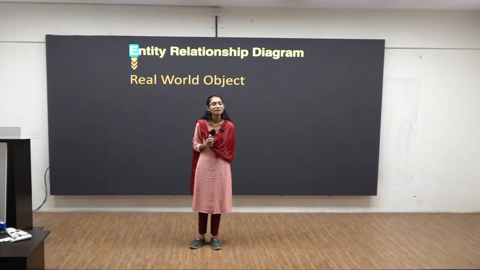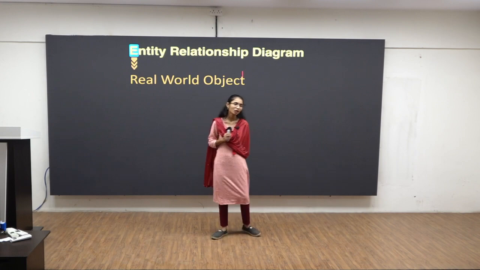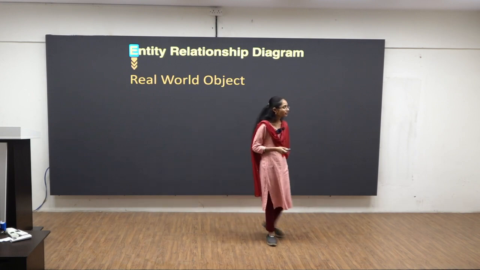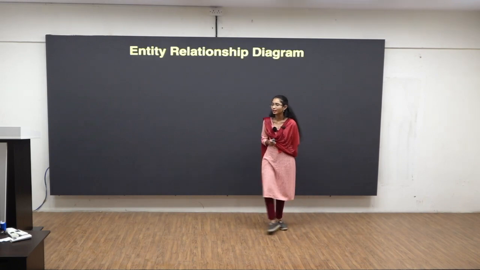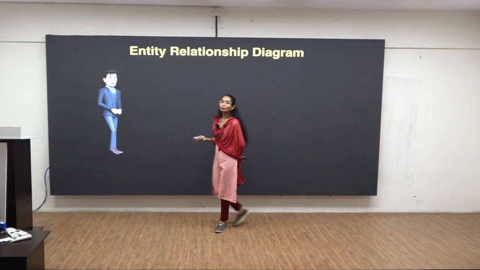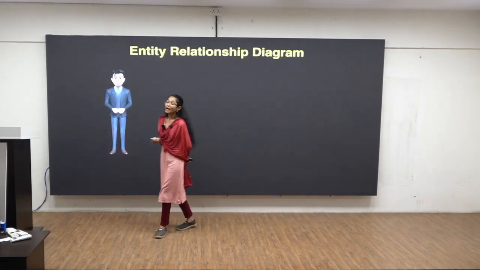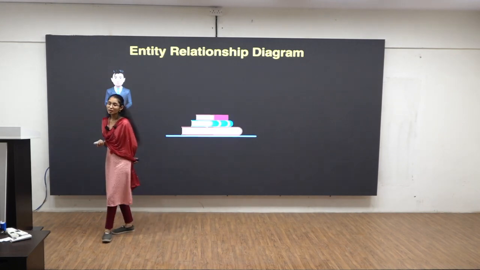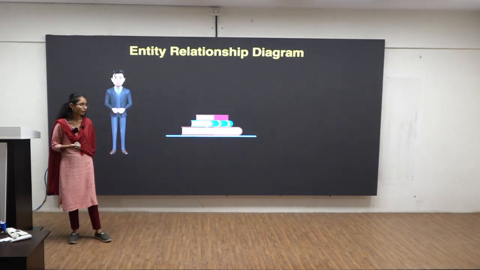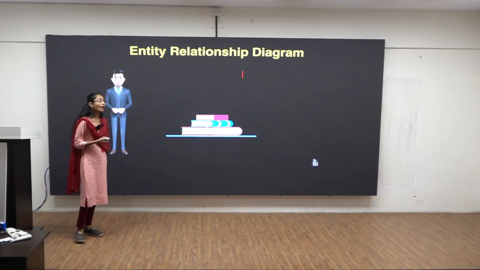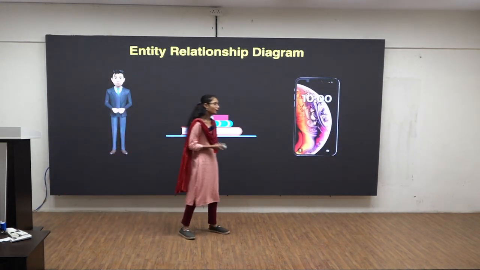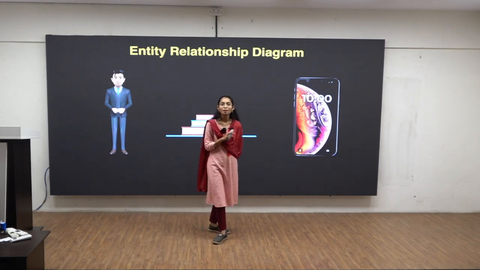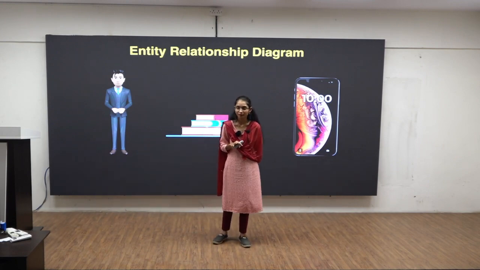So what is an entity? It is nothing but one real world object. Examples we can give many. As I said, many examples we can give. Here I can give one person as an example, and I can give books also as an example, which you will be using on your daily basis, and I can also give a mobile phone as an example. These are just the basic examples which I am giving.